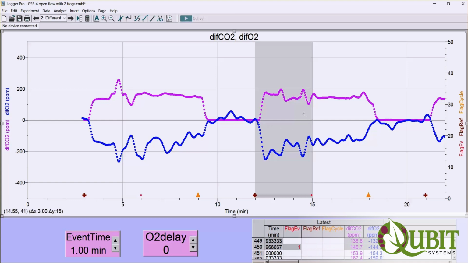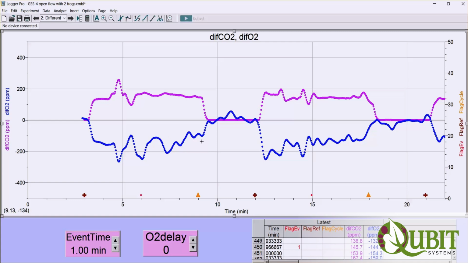So before we can proceed, there are 2 user parameters that we should set up. The first one is the O2 delay. The O2 delay is a parameter which basically aligns the CO2 and oxygen signals, which may or may not be aligned depending on the flow rate of the system, the volume of the chambers, and the oxygen analyzer is in series behind or after the CO2 analyzer. So CO2 is measured first and oxygen is measured second.